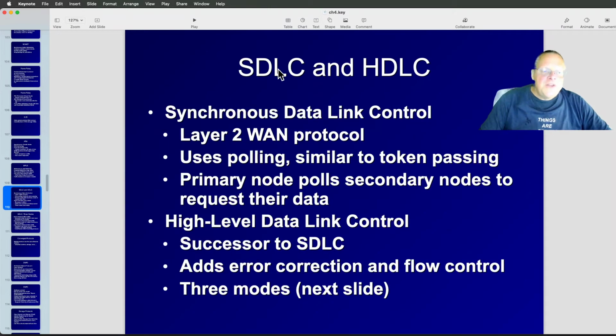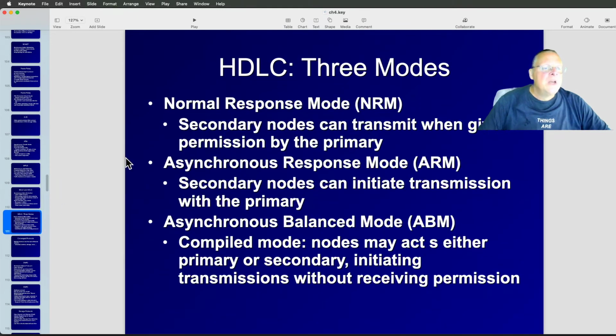And SDLC and HDLC. SDLC was another layer 2 WAN protocol, like Token Ring, and HDLC was the next version of that. It has 3 modes: normal, asynchronous response, and asynchronous balanced, that just have little details of when the secondary node can speak and so on.